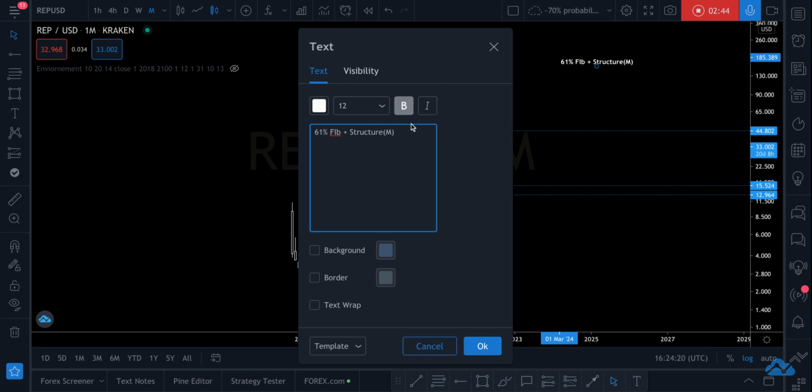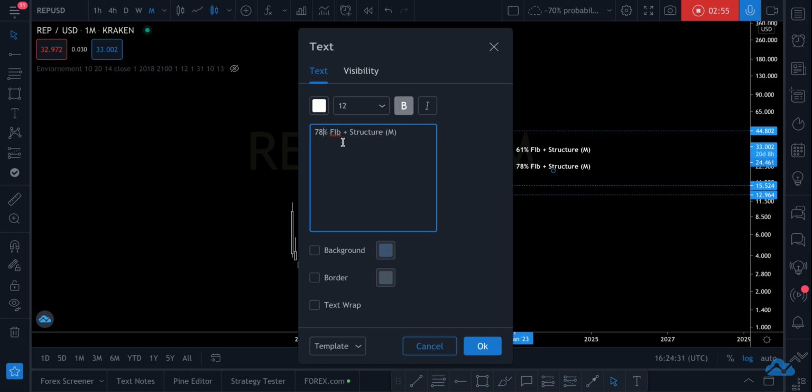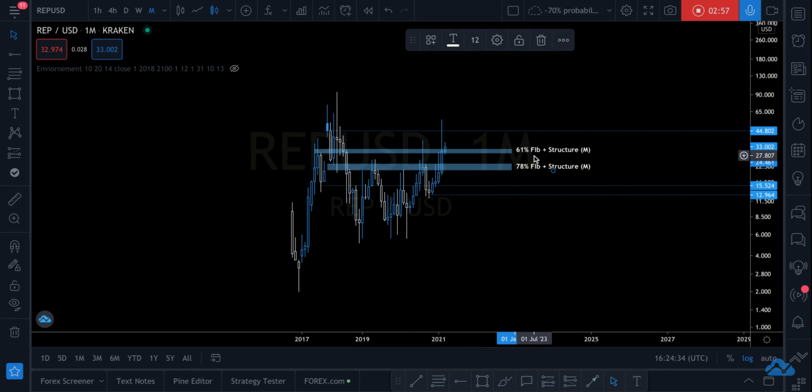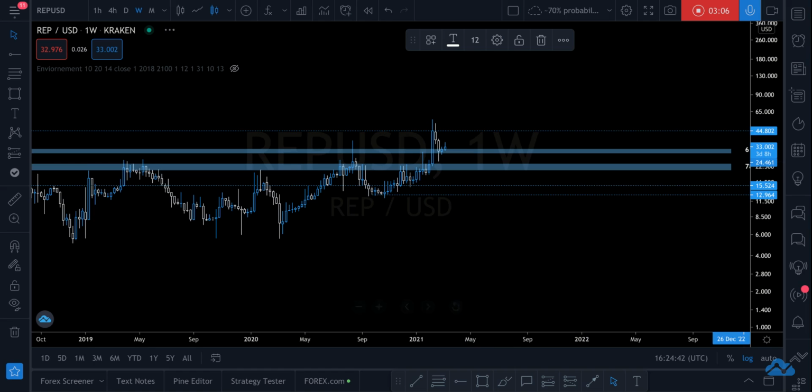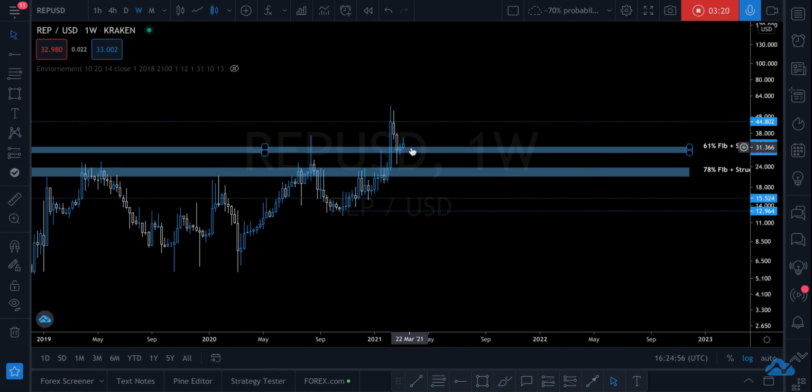This is going to be monthly. I like using the monthly time frames because the higher the time frame, the more significant the structure is going to be. And then the next one is going to be the 78. So basically what we're saying here is we've already come up and we've already had a retracement to here. If we go to the weekly time frame, we'll probably be able to see that a little bit better. And right now we're testing that previous area of structural resistance as support.